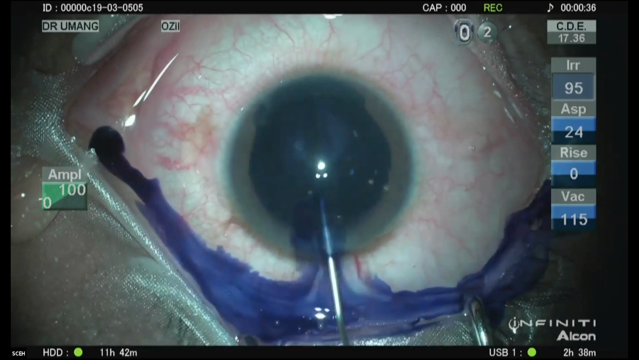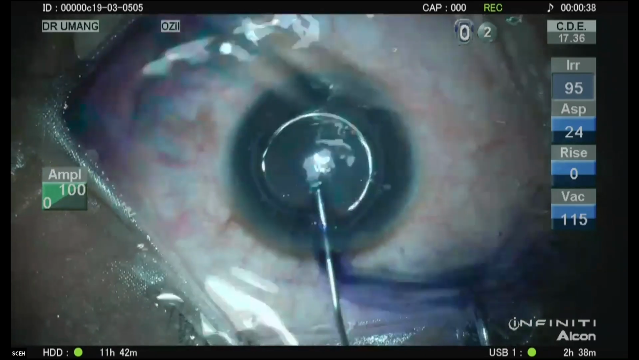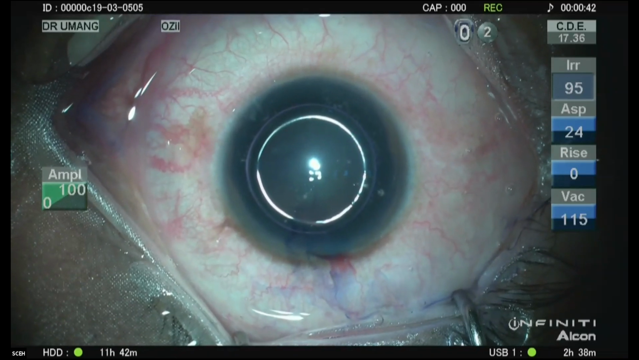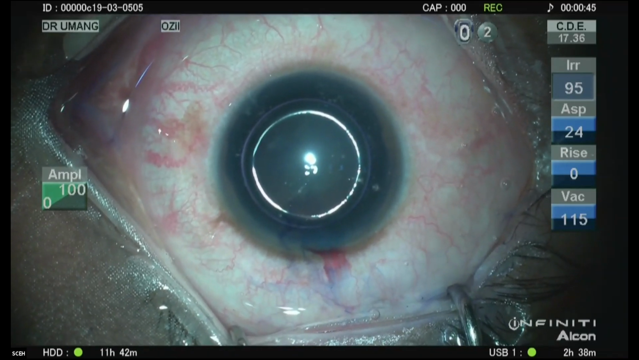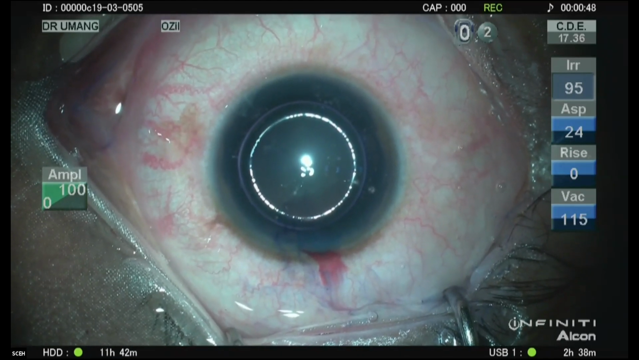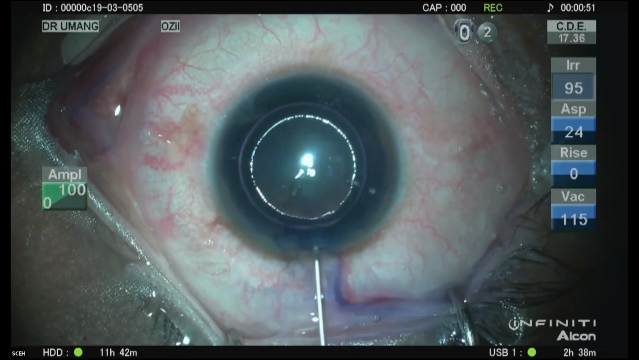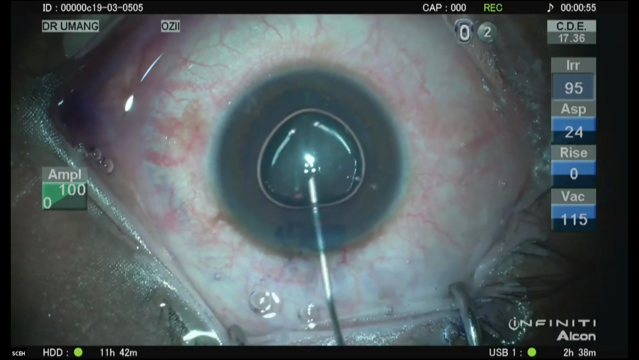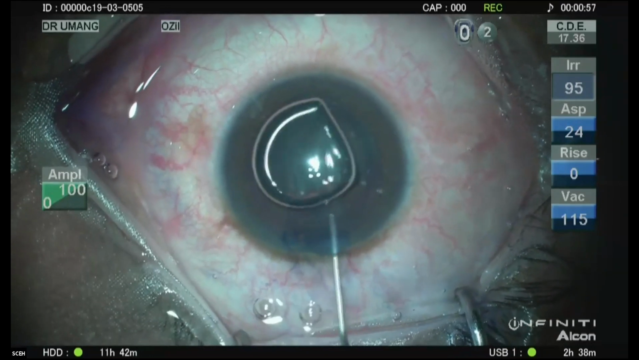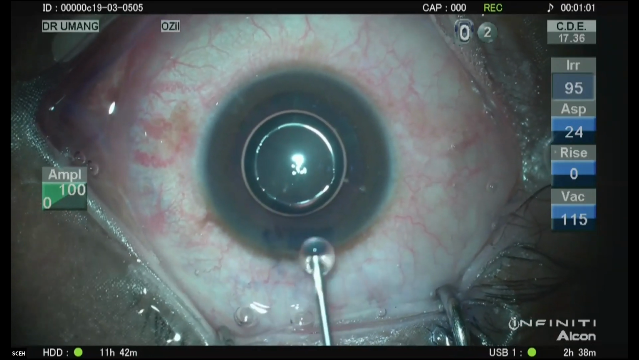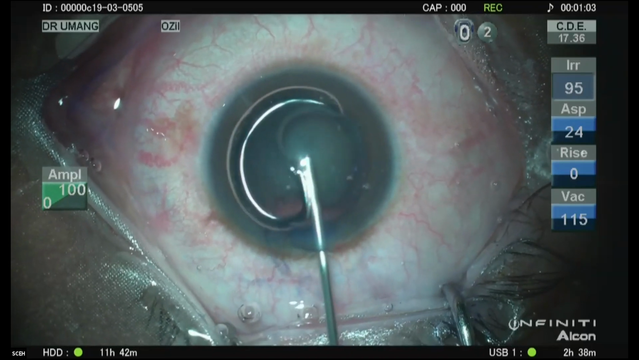We're putting some trypan blue in, mainly so that it's a little better visible, although I had enough red reflex to do the capsulorhexis. So I wouldn't say, by Indian standards, that this would be a very hard cataract.